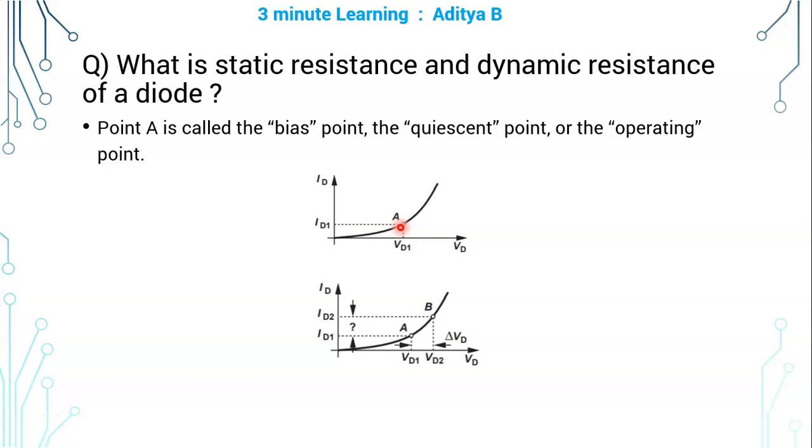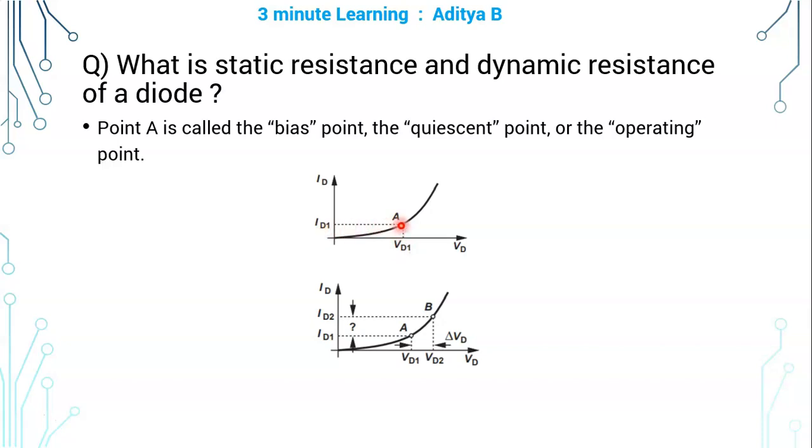that point is called the bias point or quiescent point or operating point, and this point is chosen in such a way that the diode is in the forward bias region. That is, the voltage across the diode VD1 should be greater than the knee voltage or cut-in voltage of the diode. The corresponding ID value for that VD value can be found out from the graph.